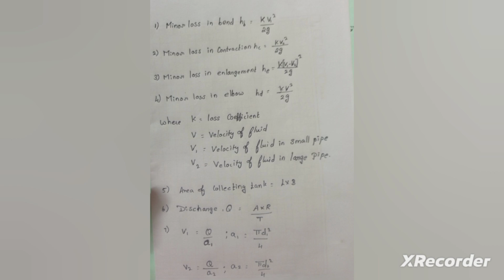Then we are going to identify the minor loss in contraction. HC is equal to K V2 square divided by 2G. Again we are going to identify the minor loss in enlargement. HE is equal to K into V1 minus V2, the whole square, divided by 2G. The final one is the minor loss in elbows. HD is equal to K into V square divided by 2G.